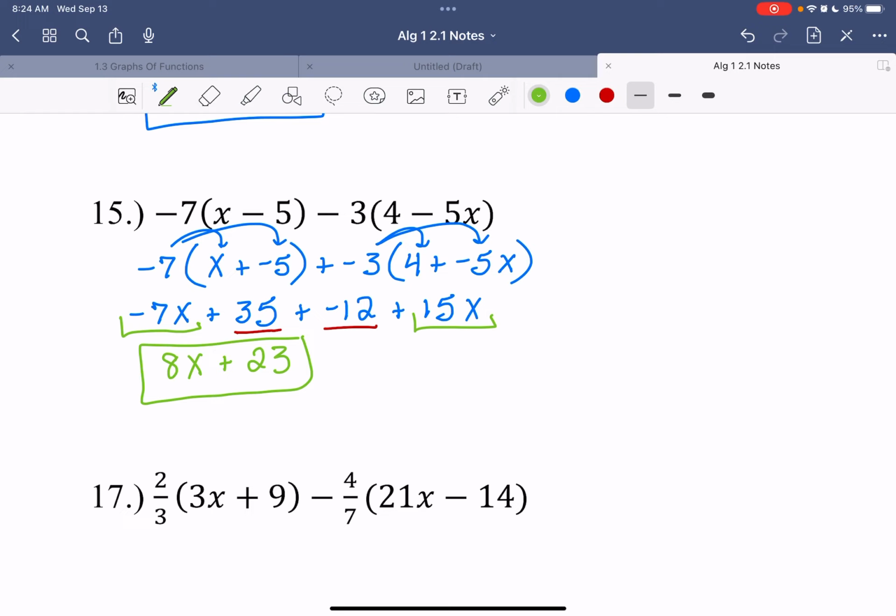Okay. They are no longer like terms. 8x, 23, can't add them.